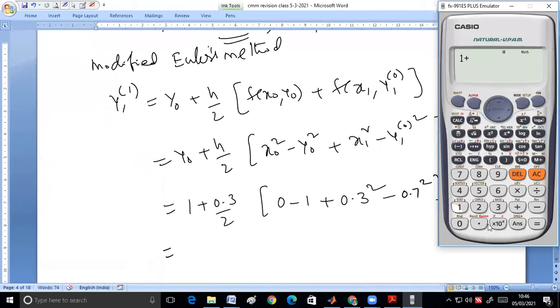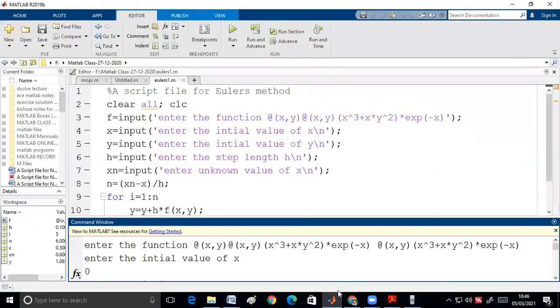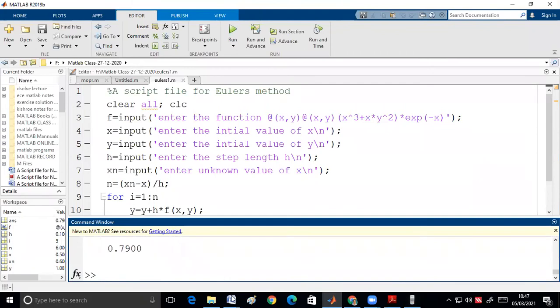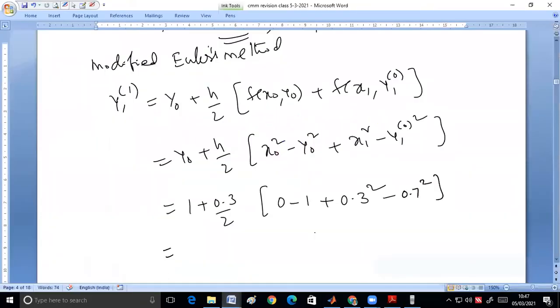1 plus 0.3 by 2, now this is minus 1 plus 0.3 square minus 0.7 square. Close the bracket and find out the value. The value is 0.79. This is the first approximation.